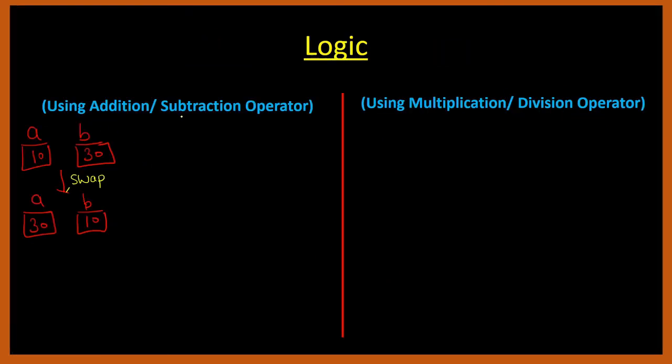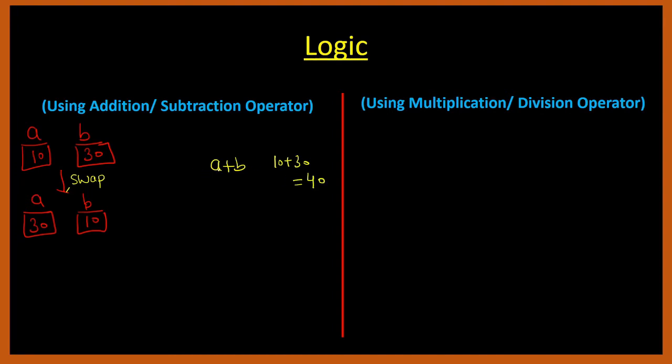So the idea of this first approach is we have to add these two numbers, that is A and B, and then we will subtract A and B from that calculated sum. Let's see how we will do that. So let's add A plus B. So we write A plus B. Now A plus B means 10 plus 30. This 10 plus 30 will give me 40.